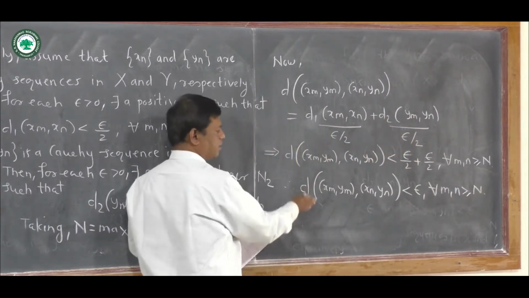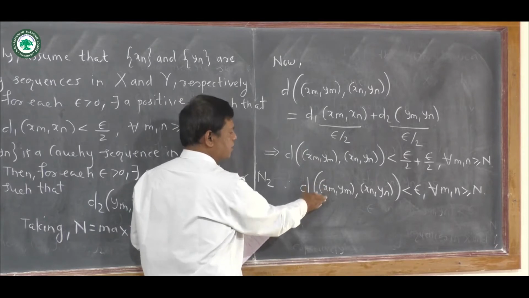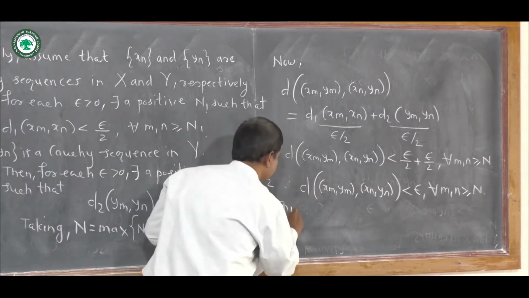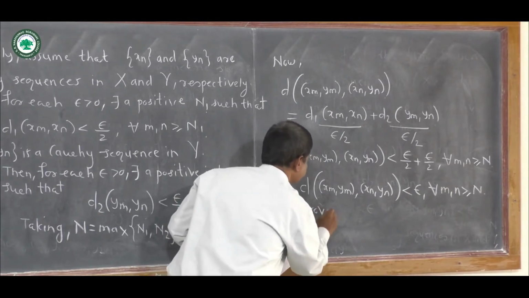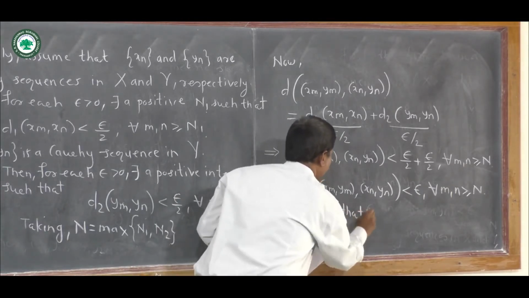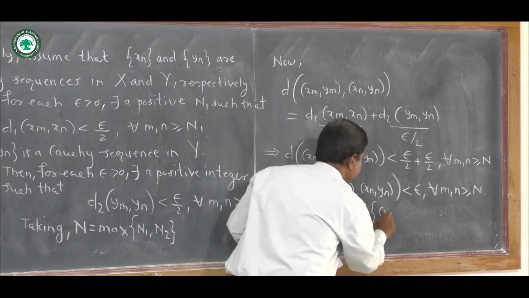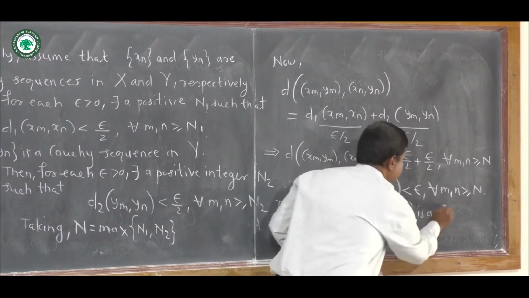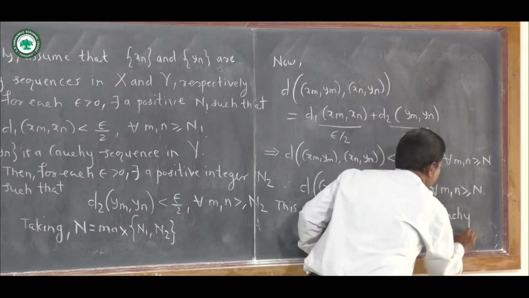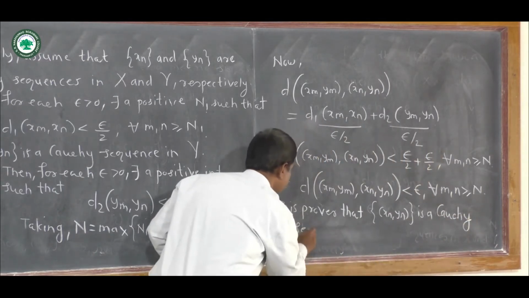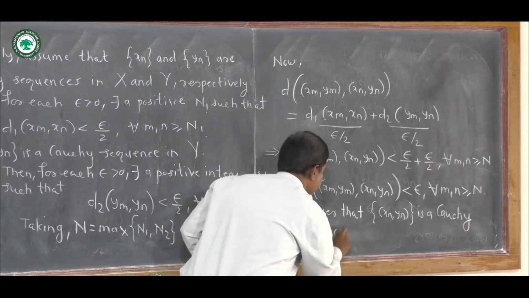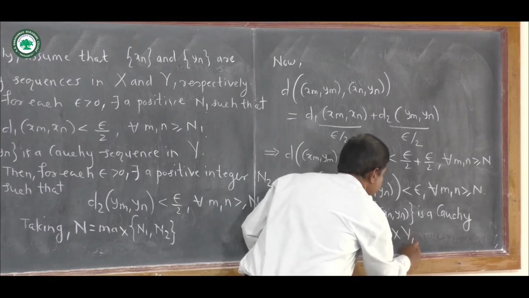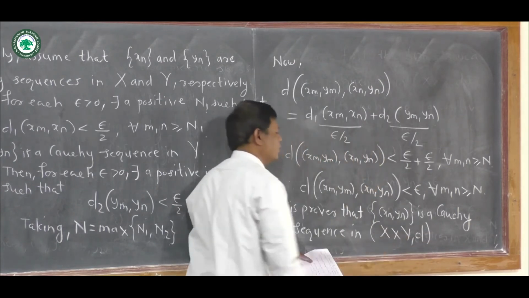So this proves that this sequence (xn, yn) is a Cauchy sequence in the product space X cross Y, or X cross Y, d.